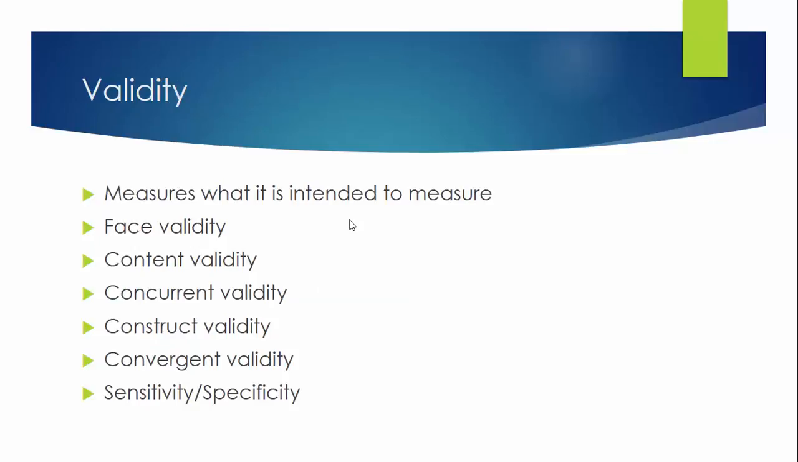Validity is, does the tool measure what it is supposed to measure? This removes all other explanations for the results. Within validity, you have face validity, which is the lowest level, and that is, does it seem on the face of it to measure what it is supposed to measure? Very important. Content validity is that all essential elements are measured.